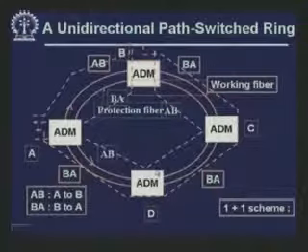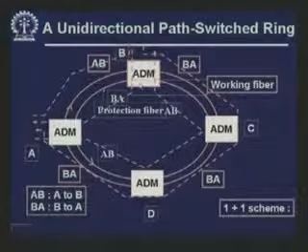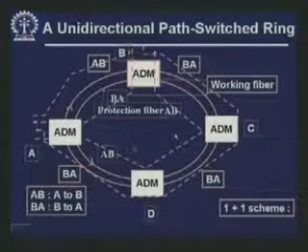to B going via D and C. So, A, D, C, B, that is A to B, and B to A, the protection path is from this through the protection fiber. So, if there is a failure anywhere, this can still continue. So, this is a unidirectional path switched ring.